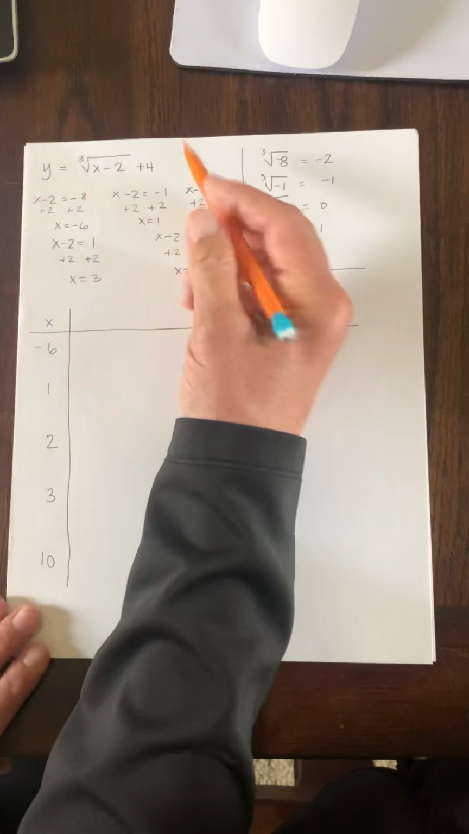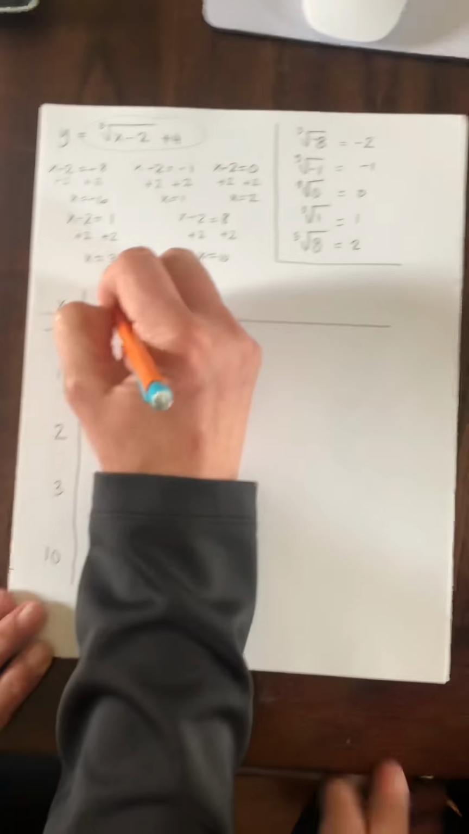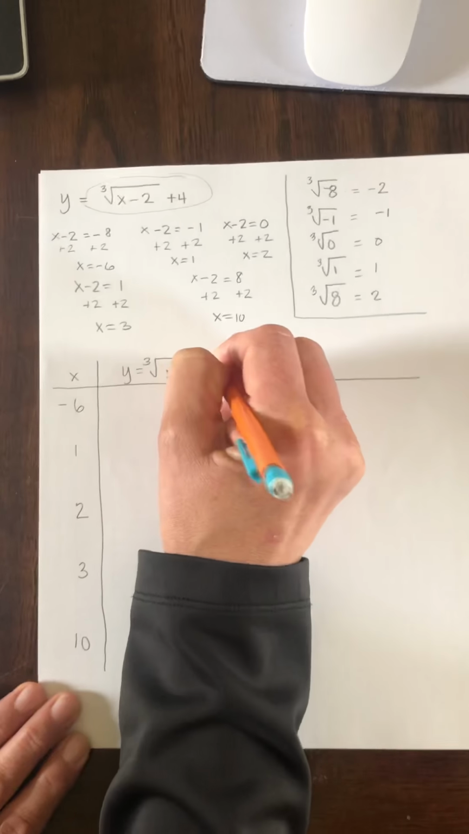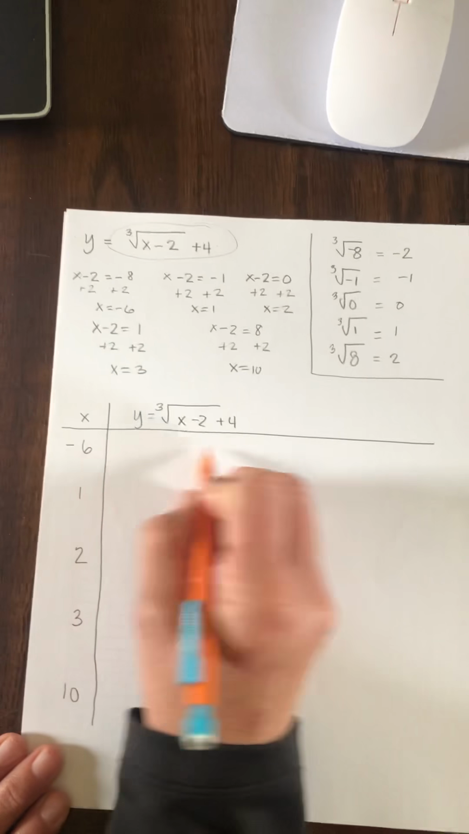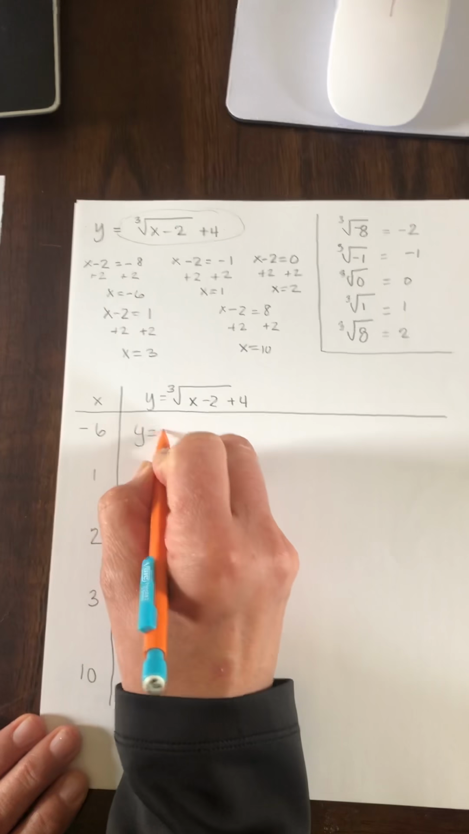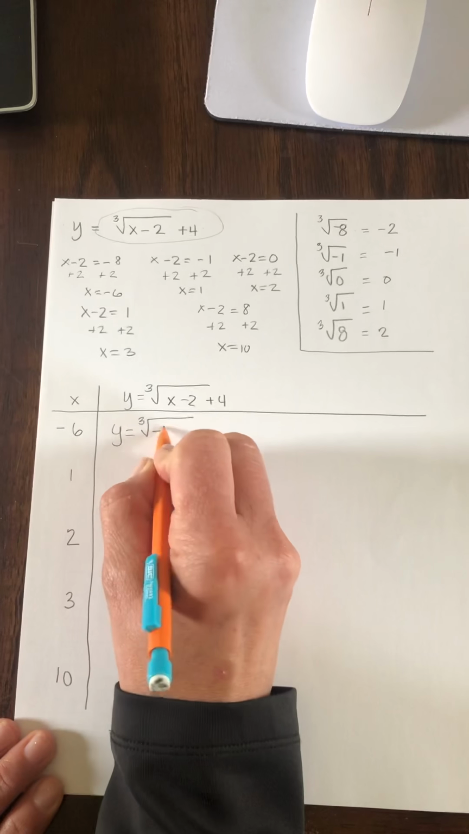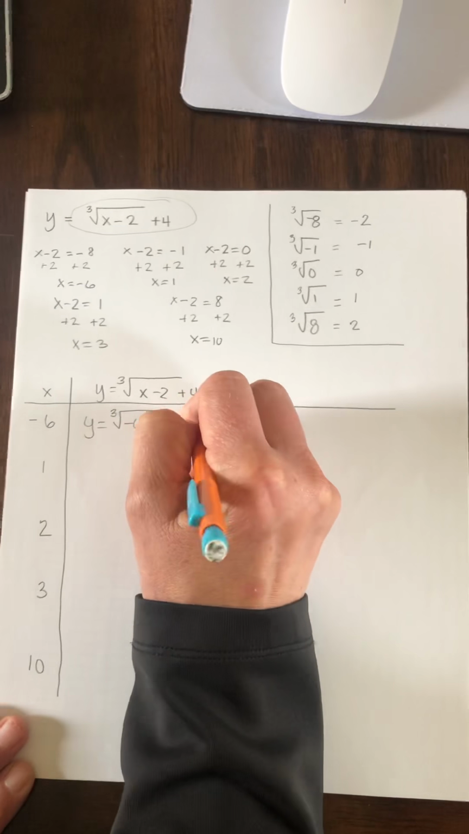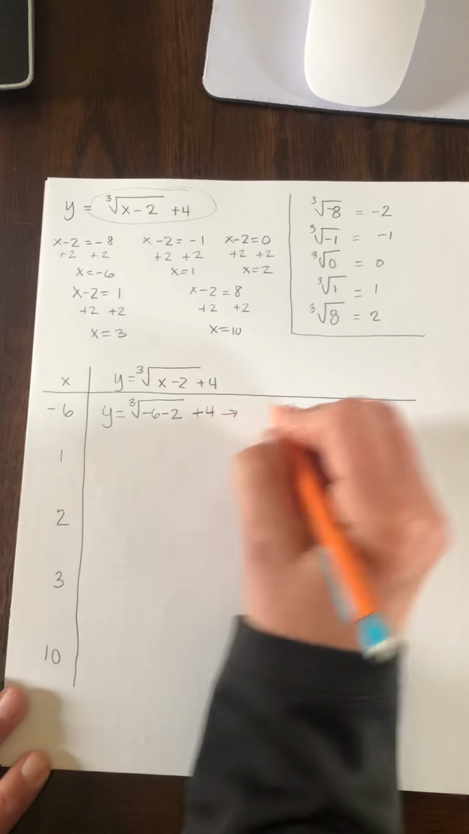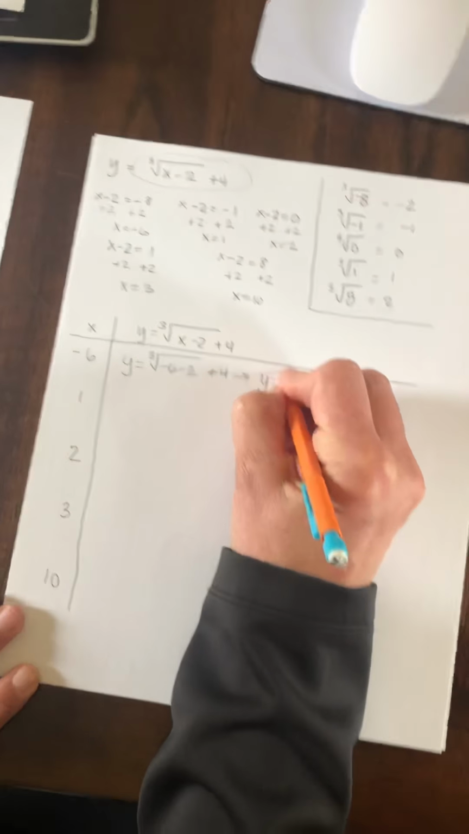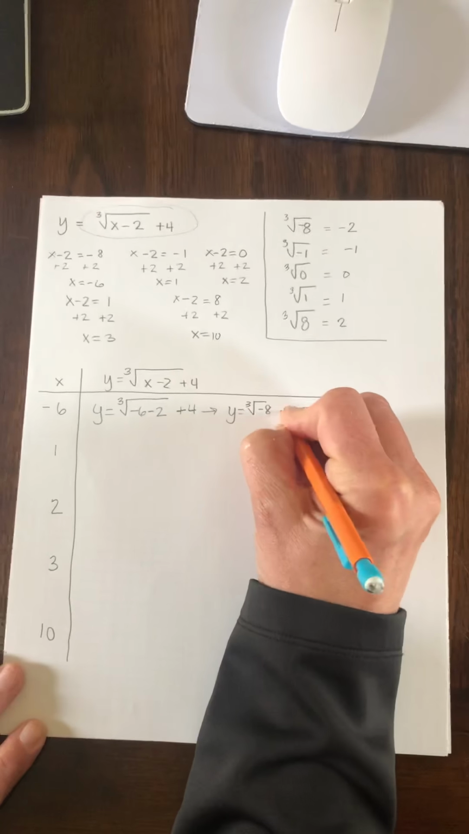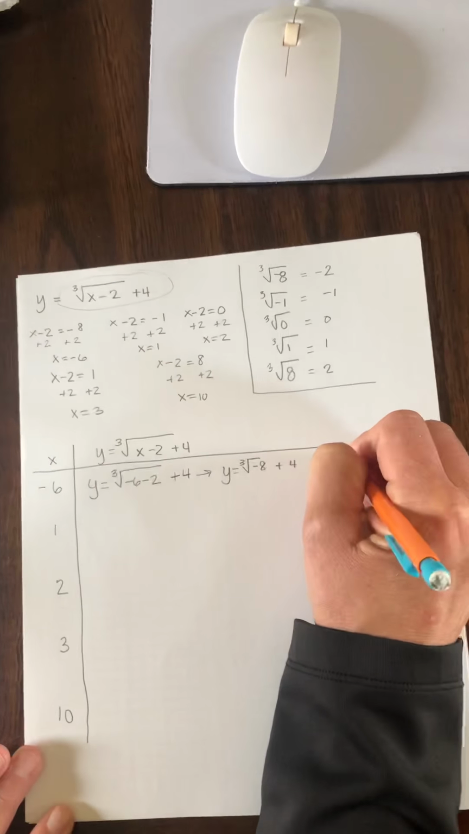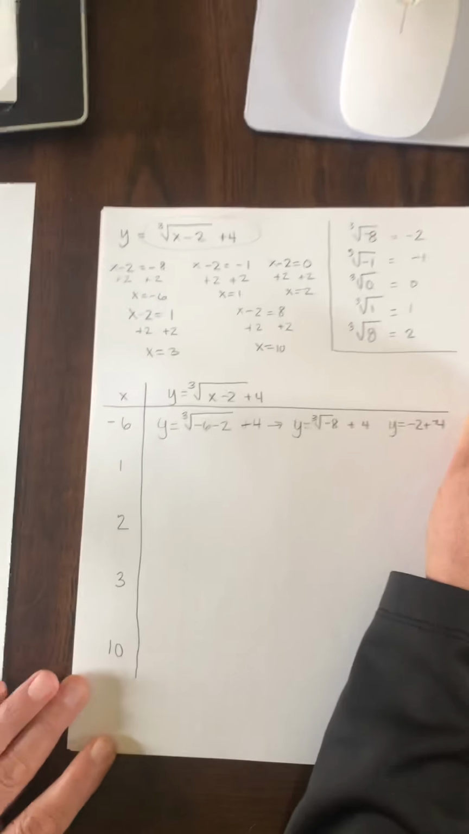Then what you do is you take those values and you go into your original problem. So the original problem was this. Okay, so what we're going to do is plug in for x to get y. So when we plug it in, that needs to give us that -8 that's in our chart up here. This gives us the cube root of -8 plus 4. Well, remember, the cube root of -8 is -2. So you have -2 plus 4, which gives you 2 over here.